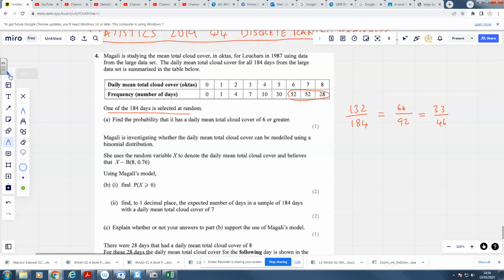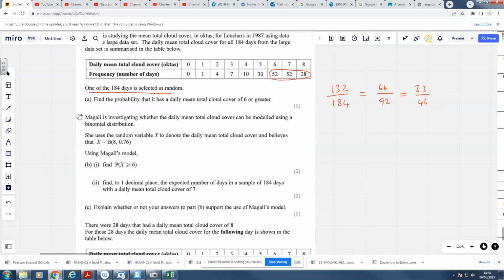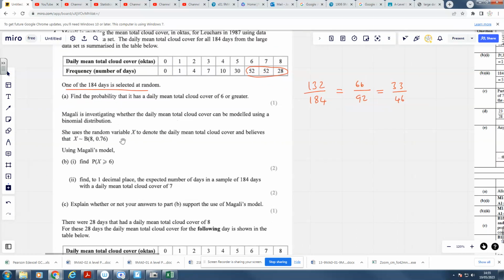Magali is investigating whether the daily mean total cloud cover can be modeled using a binomial distribution. She uses the random variable X to denote the daily mean total cloud cover and believes that X is distributed binomially with 8 trials and probability 0.76. That's her estimate, I guess. So using Magali's model, find the probability that X is greater than or equal to 6.